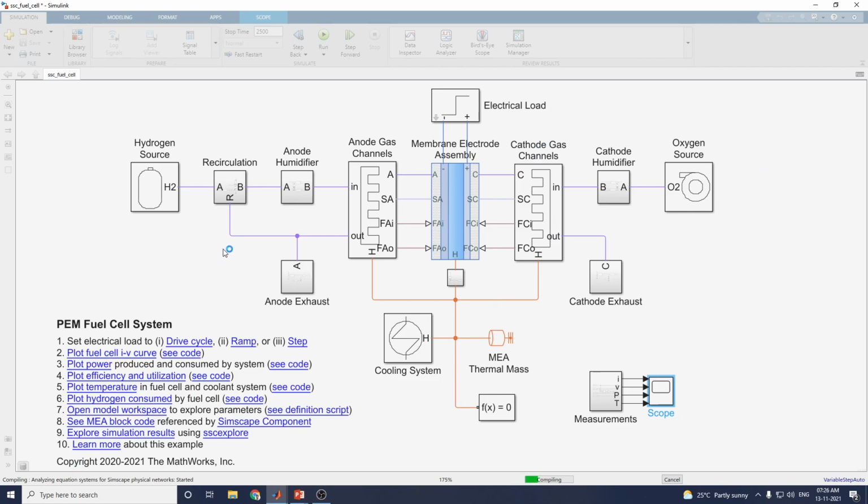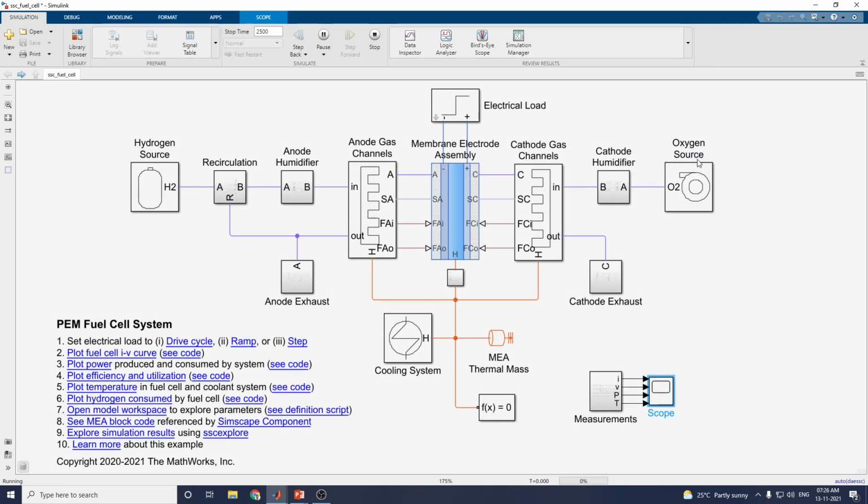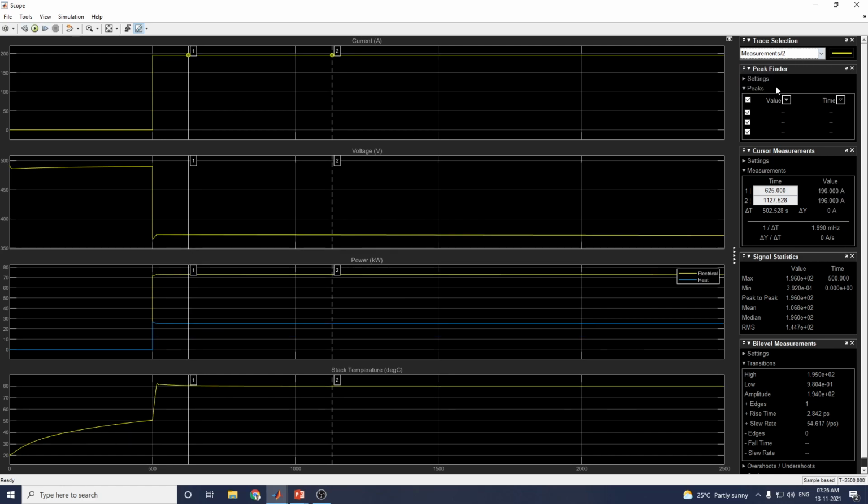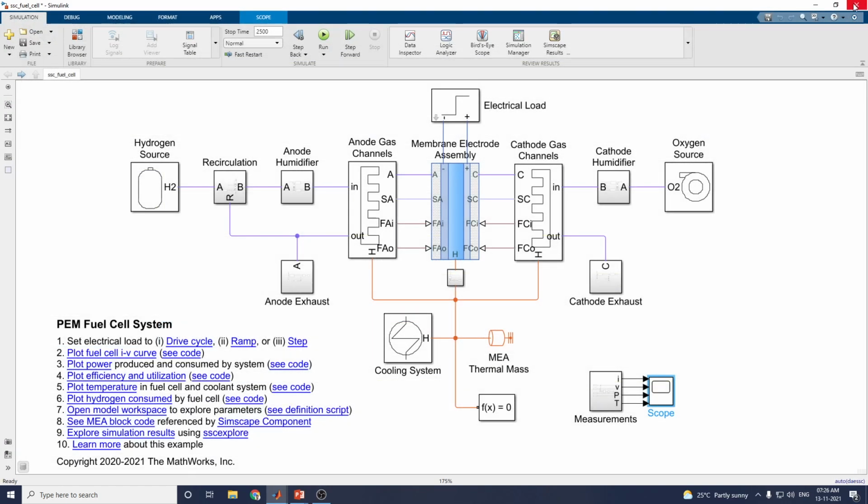Here, regarding the modeling of this one, this is a hydrogen source with this anode block, and this one is an oxygen source with this cathode humidifier gas channels. Okay, now we can see the output for this step. This is for electrical and this is for heat. Okay, this is our step output.